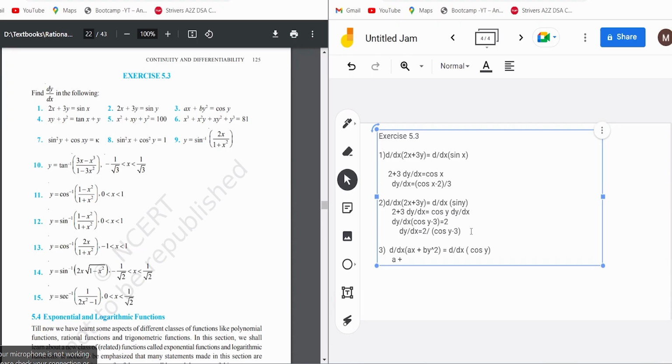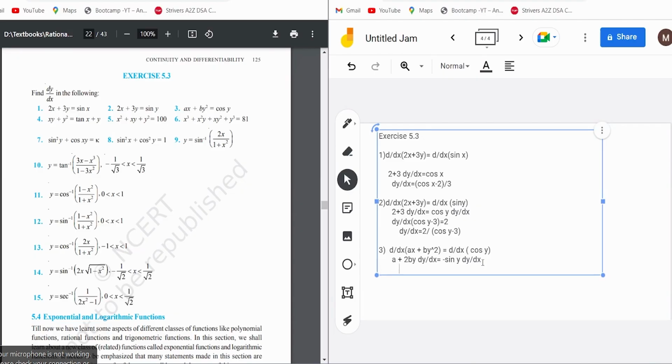plus by स्क्वायर का क्या होगा, 2by multiplied by differentiation of y would be dy by dx equal to d by dx of cos y again, minus sin y into dy by dx. सिंपल. क्या किया मैंने, पहले मैंने x का डिफरेंशिएशन किया वो आया a, फिर by स्क्वायर का किया तो वही लगाया चेन रूल, it would be 2by multiplied by differentiation of y which would be dy by dx, and here again cos y so minus sin y dy by dx.